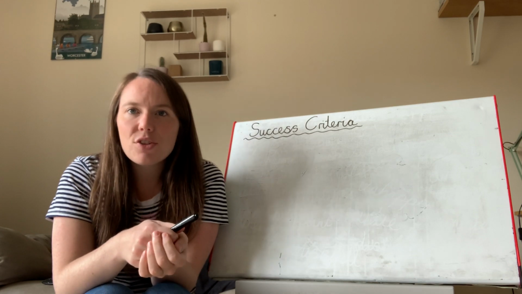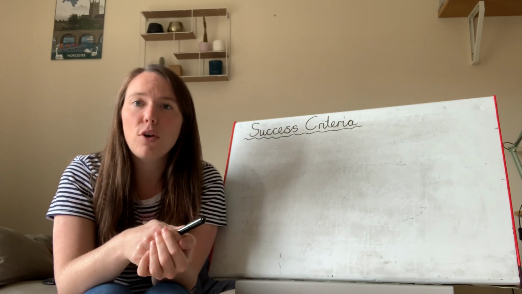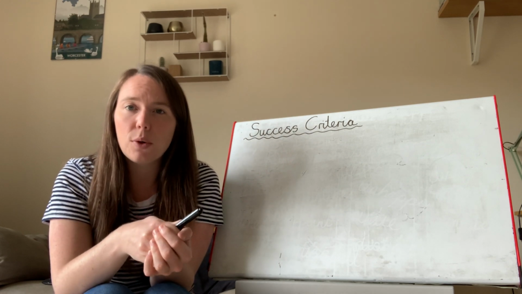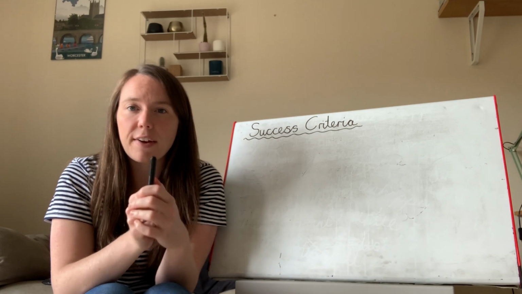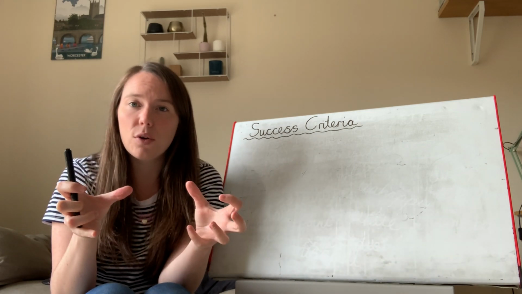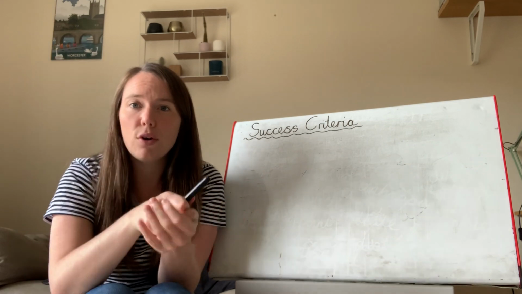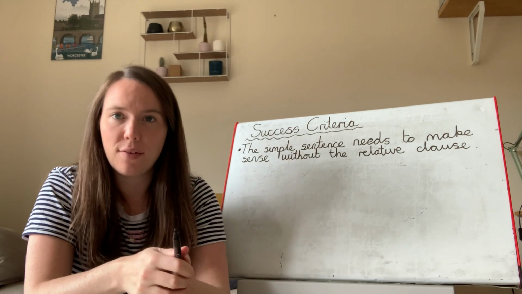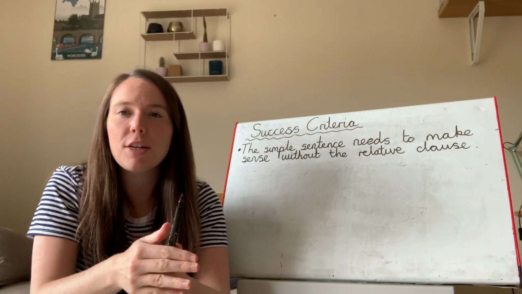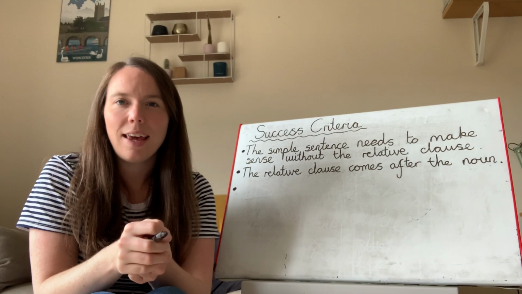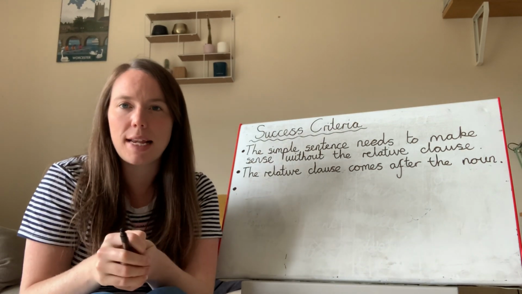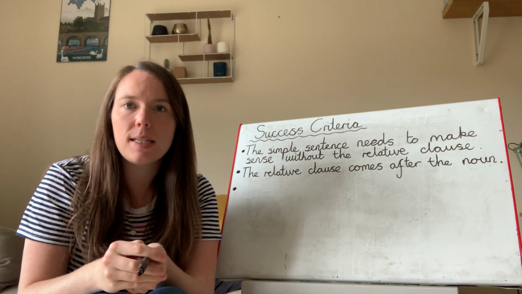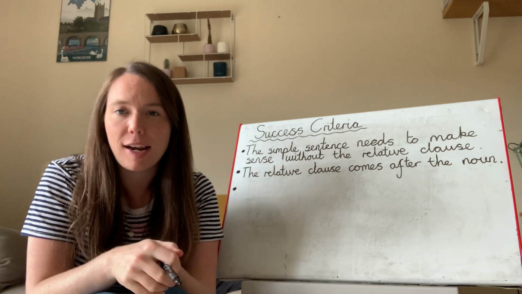We know that we can add extra detail about a noun by adding a relative clause to a sentence, but the simple sentence still needs to make sense without the relative clause in it. So that's our first success criteria. The sentence either side of the relative clause needs to make sense if you took the relative clause out of the sentence. The relative clause needs to come after the noun it is referring to, as it is adding more information about the noun to the sentence. If the relative clause is in the middle of your simple sentence, it needs to be embedded by two commas. This means that a comma needs to come before and after the relative clause.